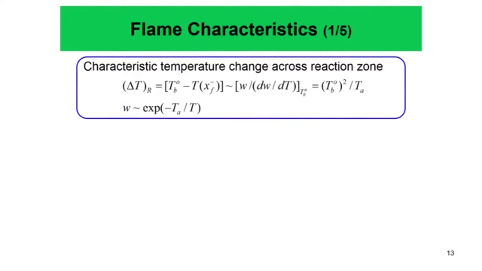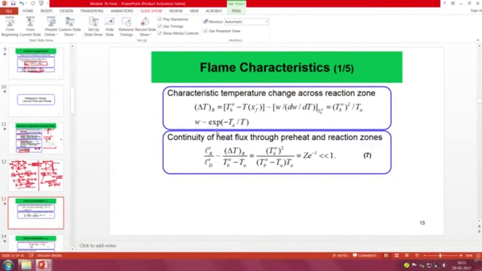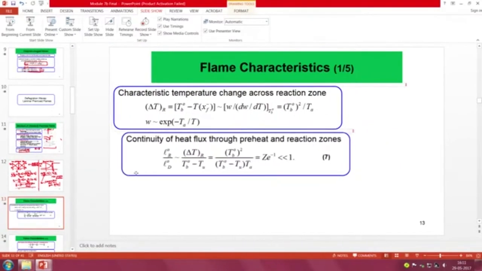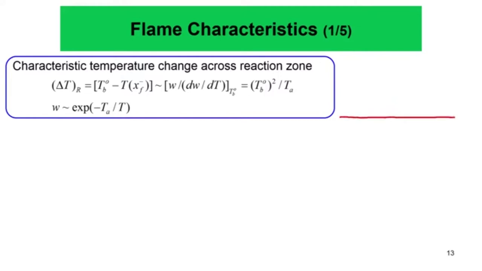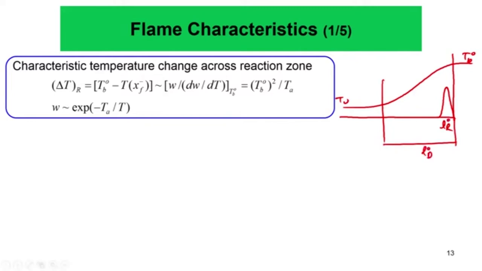So, then we go into the flame characteristics. One very important characteristic to note is that if you were considering the premixed flame structure, where the reaction zone was like this, this is your temperature TB0, this is your TU, this is your LR, and this is your LD, LR0, LD0. So, if you want to find out the relation between LD0 and LR0, we want to find out this ratio LD0 by LR0.